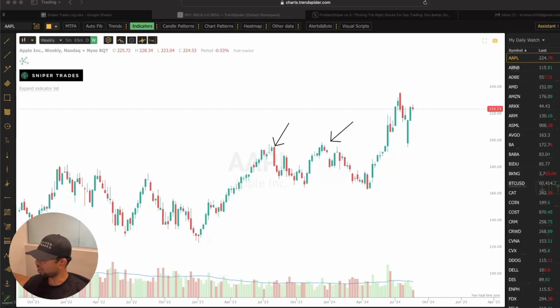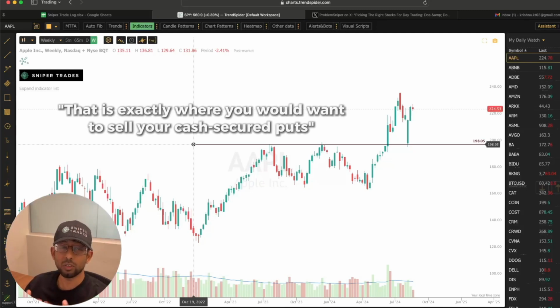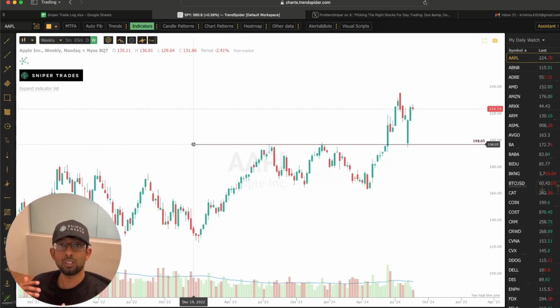Right? So now that level which acted as resistance before is now going to act as support. Just draw a line there and say, okay, when Apple comes down to 198 or close to 200, that's where I will invest into Apple. And that is exactly where you would want to sell your cash secured puts also. But I'll also talk about in the third part where and how I generally take my cash secured put strikes.